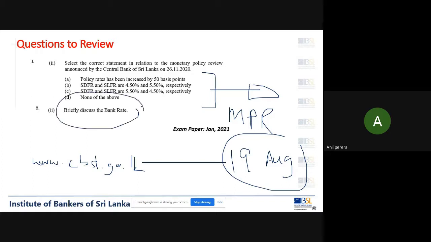Briefly discuss the bank rate. Today we discussed, remember, the bank rate has been inactive for many years. Inactive in the sense it is kept constant for many years. Now the central bank has started adjusting that rate. If you remember, we mentioned it as SLFR plus 3 percentage points, right? So you need to know how to define it. We have done it today.